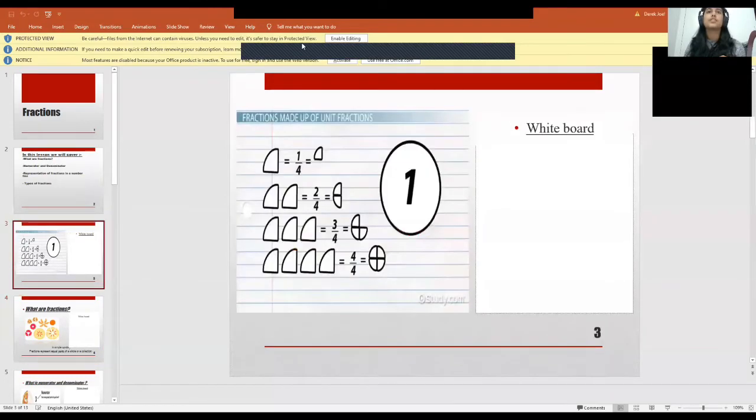Suppose you have a roti or chapati, and again you're going to cut it into four different pieces. I'll cut it vertically, and then I'll cut it horizontally. So you have 1, 2, 3, and 4.